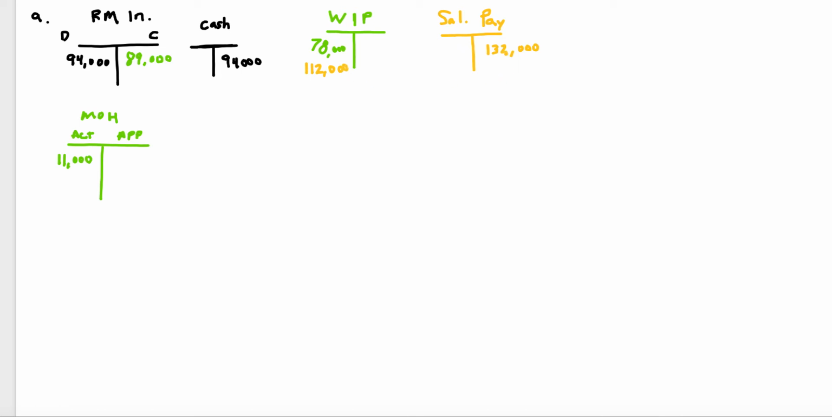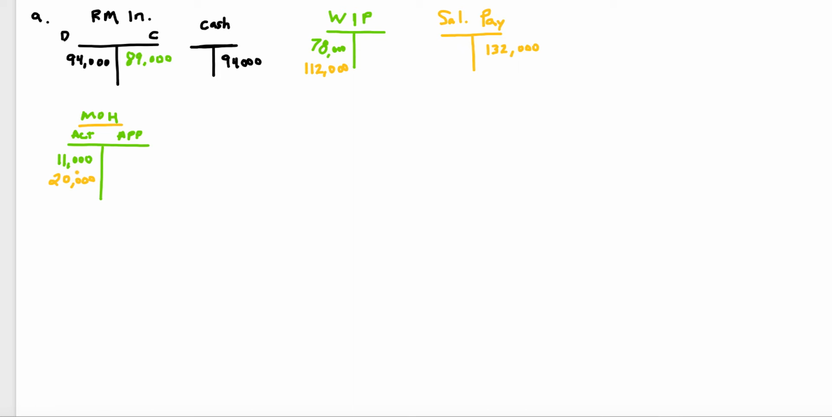The remainder of $132,000 minus the 112, if my math's right, should be what, $20,000? That is indirect. Where does indirect labor go? It goes to our MOH account. So I'm going to hit that with a $20,000 debit, which is the left side of the account. Okay.